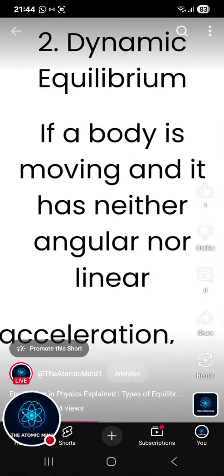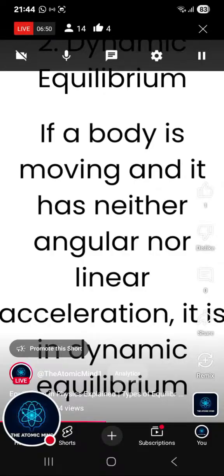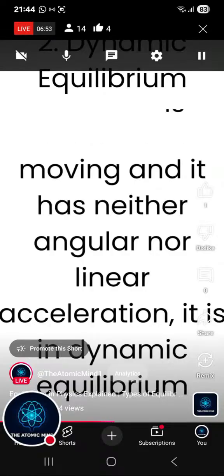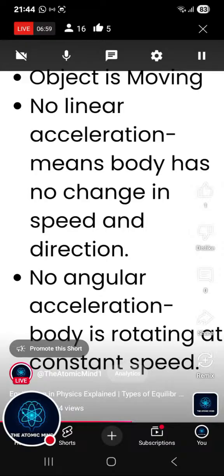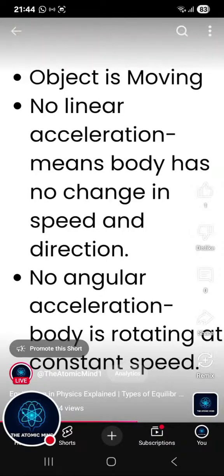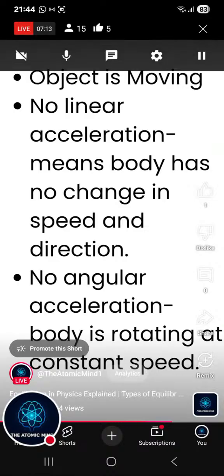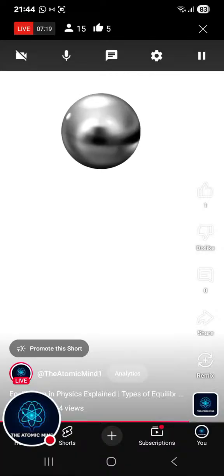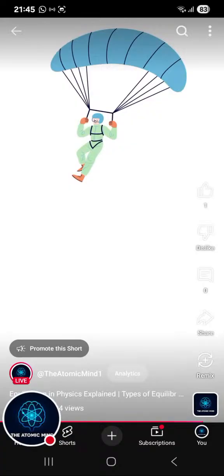Number two, dynamic equilibrium. A body moving that does not possess any acceleration, neither linear nor angular, is in dynamic equilibrium. Let's understand it in an easy way. There are three conditions of dynamic equilibrium. Moving object, it means an object that is already in motion. Second condition is no linear acceleration, means no change in speed or direction. No angular acceleration means the body is rotating at a constant speed, not speeding up or slowing down. Example, uniform downward motion of a steel ball through viscous liquid or jumping of paratroops from a helicopter.